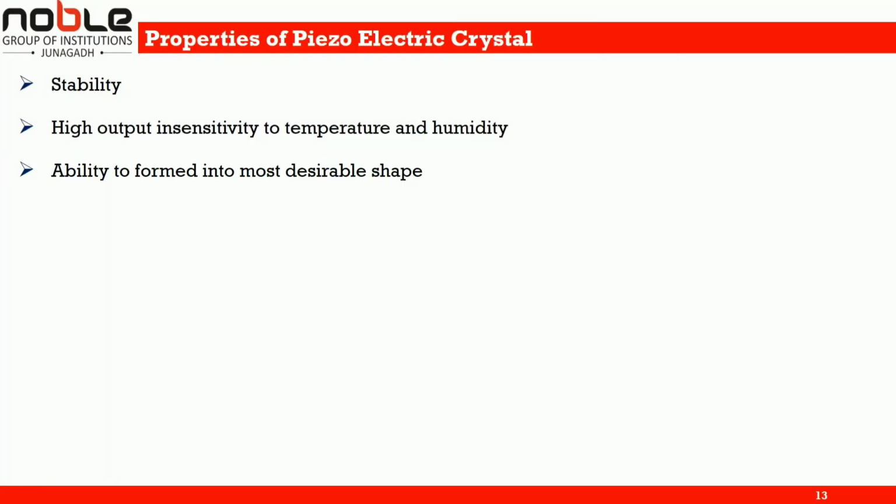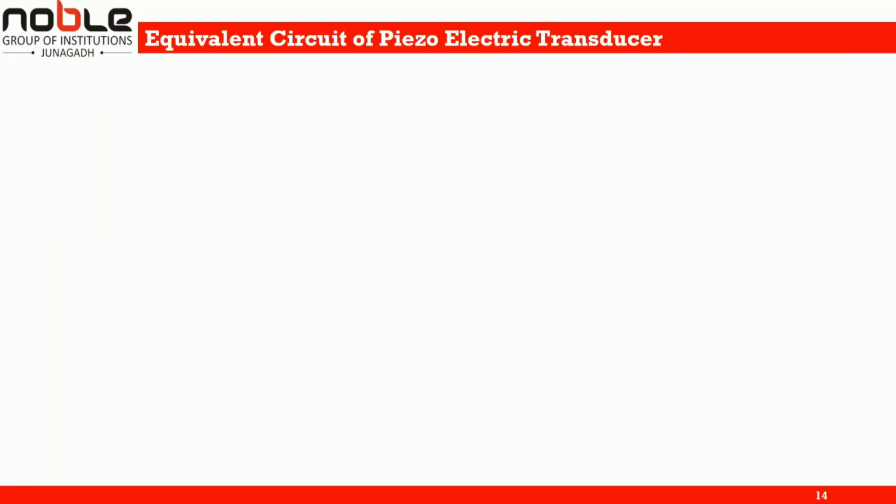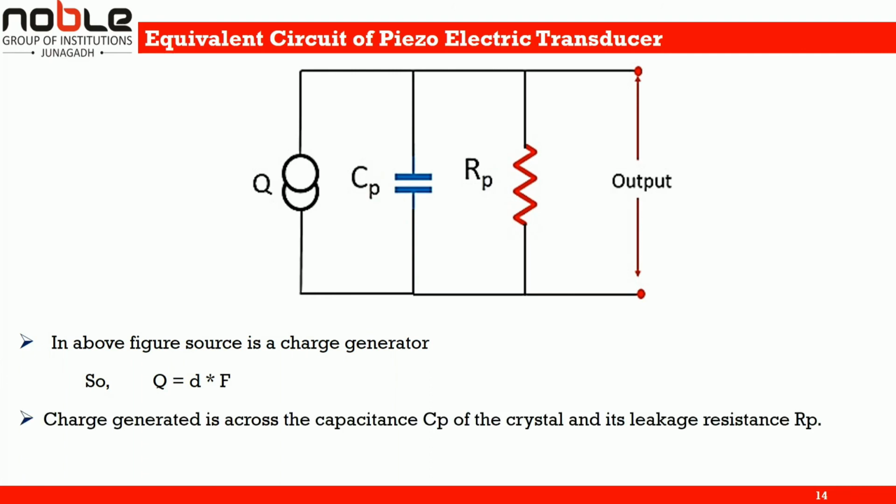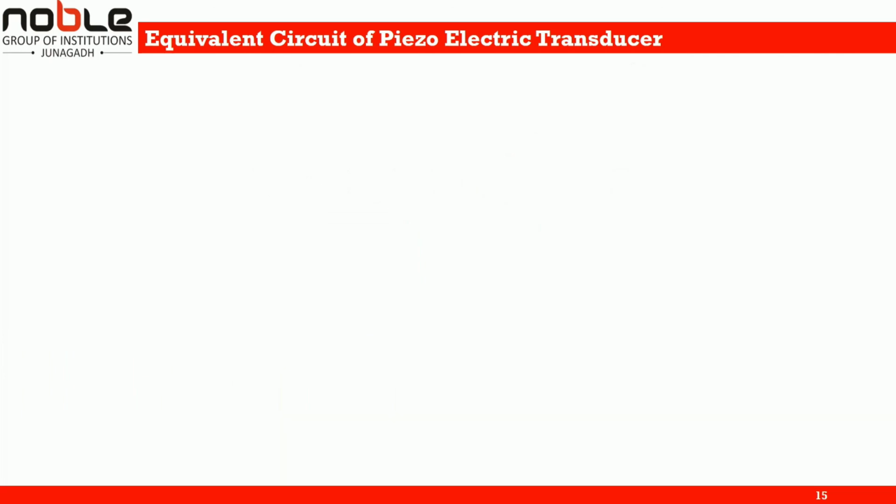The first one, stability, high output, insensitivity to temperature and humidity, and ability to be formed into most desirable shapes. Now let us see the equivalent circuit of piezoelectric transducer. As shown in the figure, there is an equivalent circuit of piezoelectric transducer. There is one Q, that is charge generator, CP, capacitance, RP, resistance, and output terminals from where we get the output. In the above figure, the source is a charge generator, so we can say that Q is equal to D multiplied by F. Charge generated is across the capacitance CP of the crystal and its leakage resistance RP.